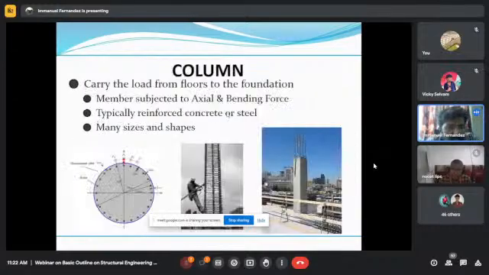And columns, basically columns are the axial member which takes the axial force and the bending force. So I hope other things like rebar, everything you would have learned in college, what are the technical components which are required in the RCC column or a steel column.